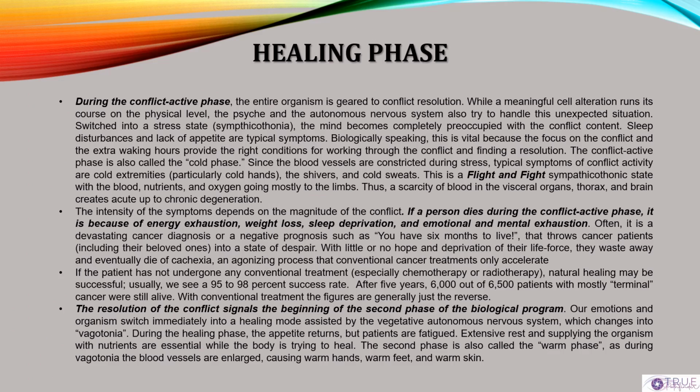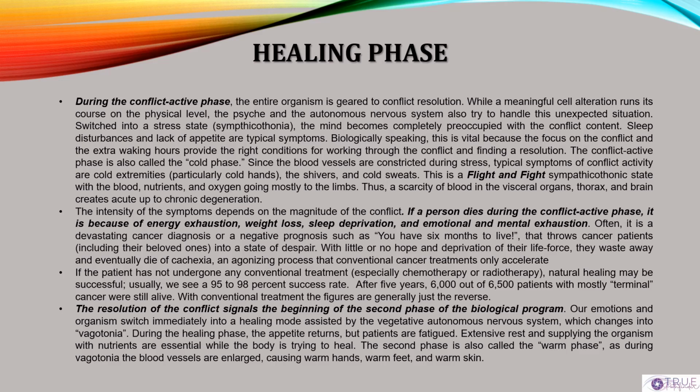During the conflict active phase, your entire organism is geared towards conflict resolution. While a meaningful cell alteration runs its course on a physical level, the psyche and the autonomic nervous system also try to handle this unexpected situation. Switched into a stress state, the mind becomes completely preoccupied with the conflict content. Sleep disturbances and lack of appetite are typical symptoms. Biologically speaking, this is vital because the focus on the conflict and the extra waking hours provide the right conditions for working through the conflict and finding a resolution.